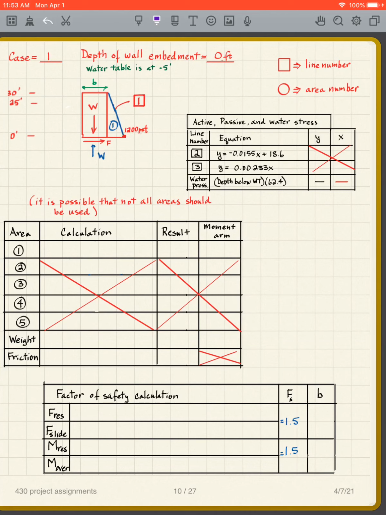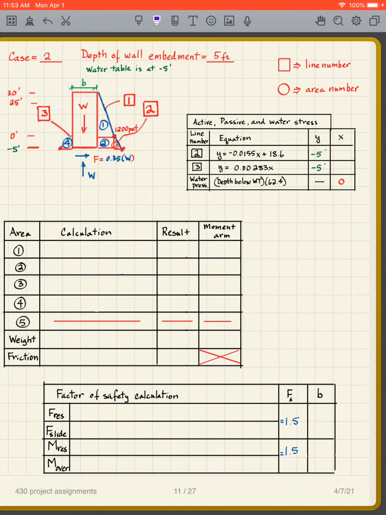And then case 2 is going to be with the wall embedded 5 feet. So it's still at 30 feet at the top, but it's 5 feet below the ground surface, so the total wall vertical is 35 feet. And again, we want to find the width B for that particular case.